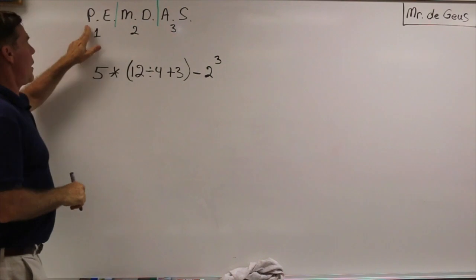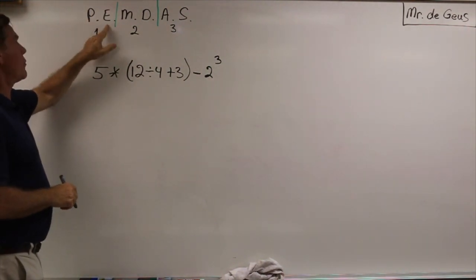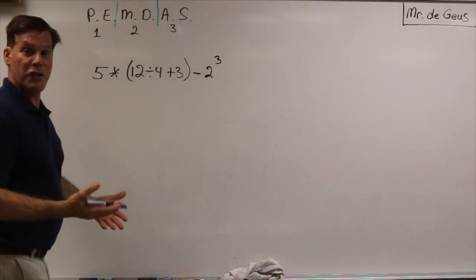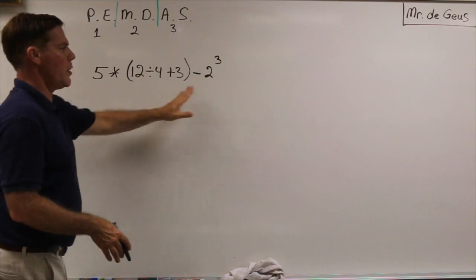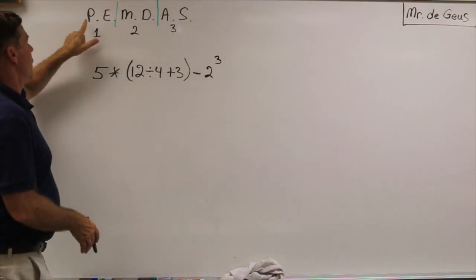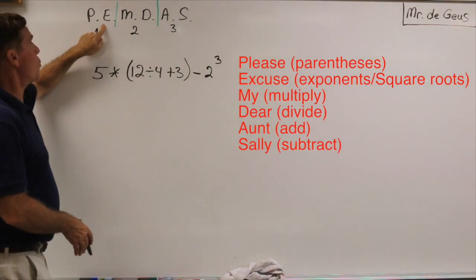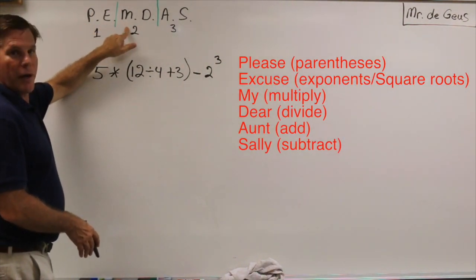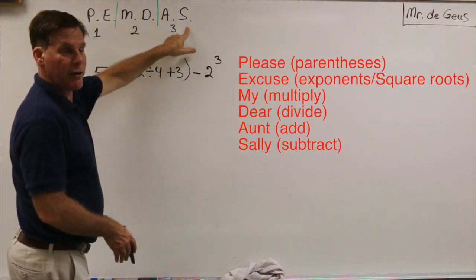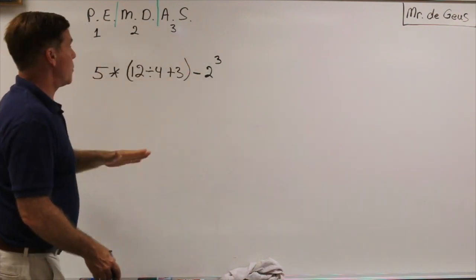Now, it doesn't matter which of these comes first. Whatever comes first, we just say this sentence, "Please Excuse My Dear Aunt Sally," because it's easier to remember. So when we look at our math problem, we're going to really stick to the rules. P stands for parentheses, E is exponents and square roots, M is multiply, D is divide, then add, subtract. But if subtracting comes before adding, you do that. So we're going to look at these rules.